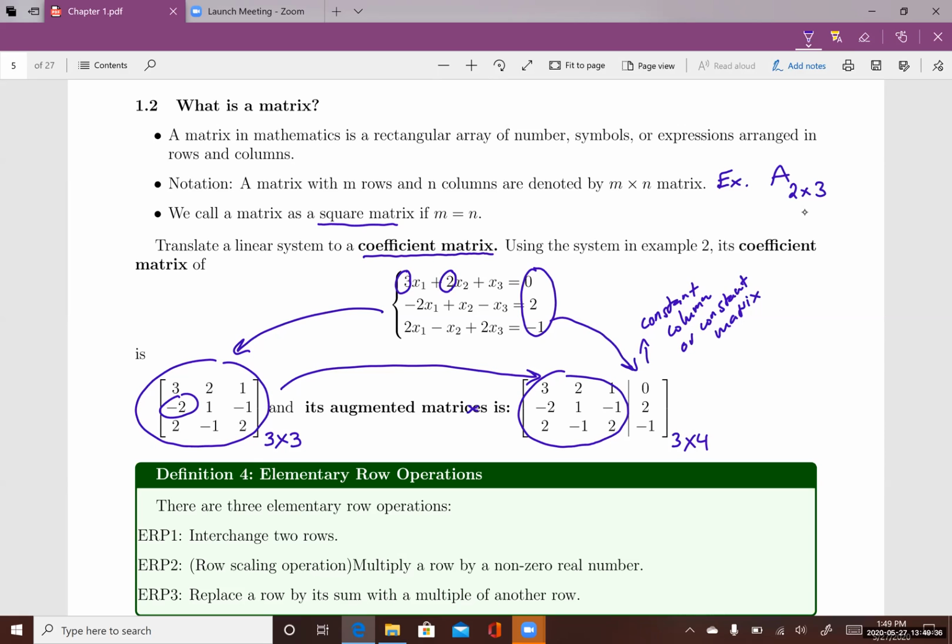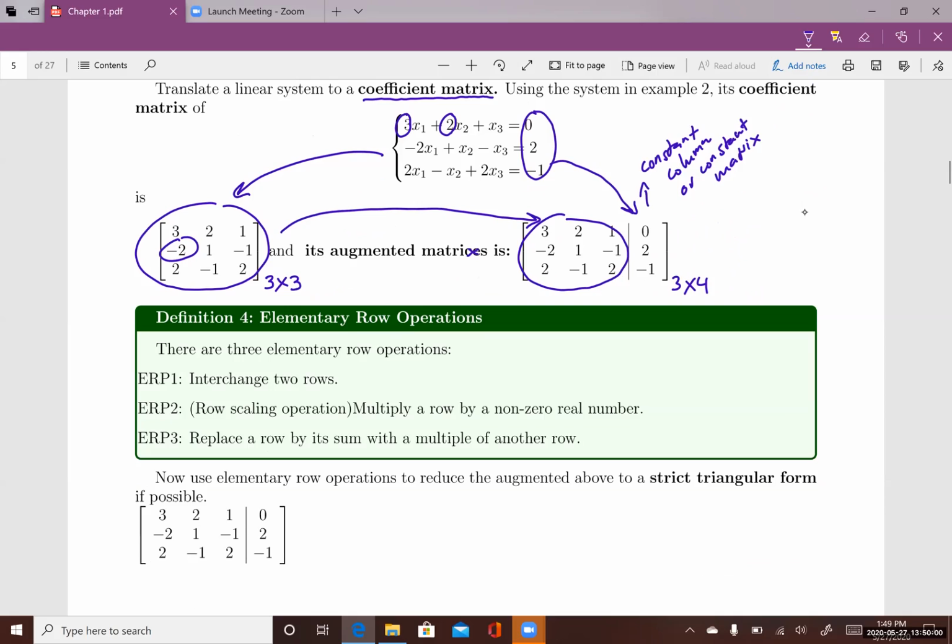All right. So again, these two matrices here are associated with the same system. But if you use just the coefficient matrix, that means you have no idea about the constants on the other side, right? But if you use the augmented matrix, then you know all the information of the system. All right.